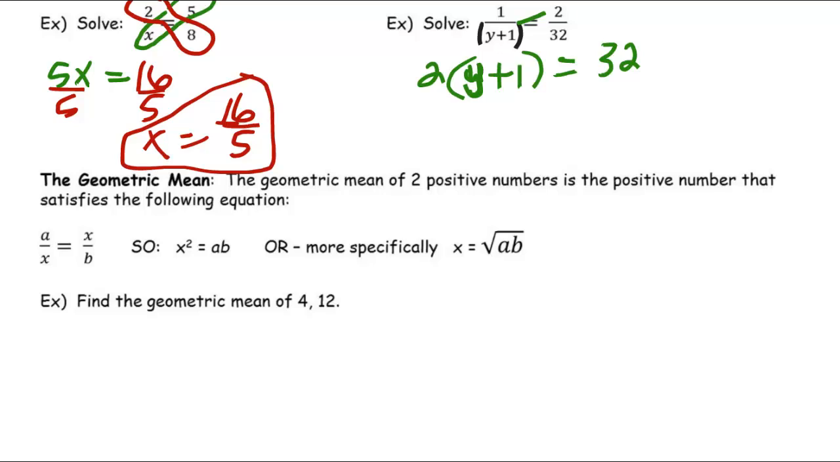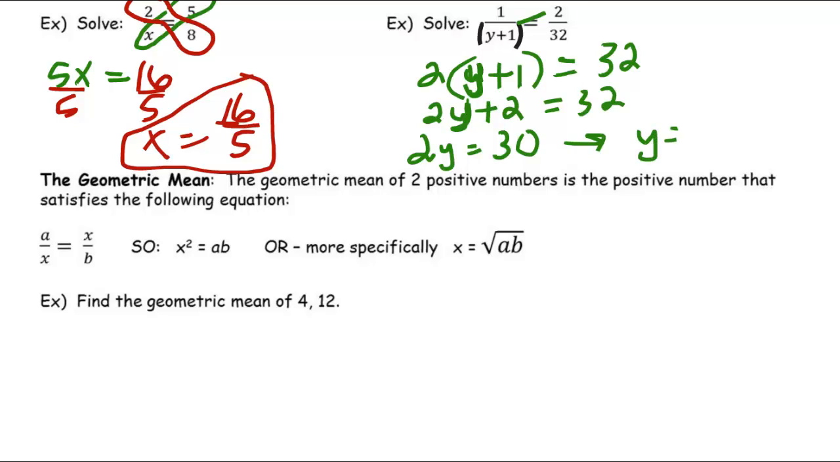So when we distribute the 2, we're going to get 2y plus, and 2 times 1 is 2. And that's where you have to be very careful not to forget you've got to distribute that number. Equals 32. So let's subtract the 2 from both sides. When I subtract the 2 from the other side, I'm going to get 2y equals 30. And then I ran out of room, so y equals 15.